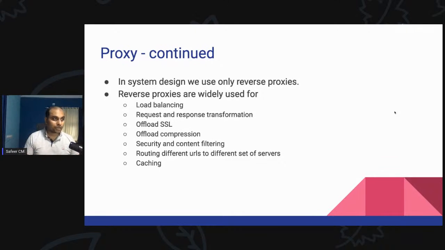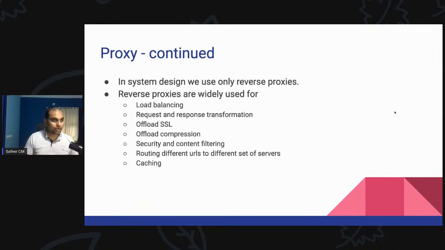Same case with compression. You can zip. Zipping and unzipping is a CPU intensive process, which could be done by a different server, a proxy sitting in front of the application server. Then security and content filtering. Let's say certain patterns of searches or certain patterns of attacks. There are modules that you can install along with the reverse proxy that can look at suspicious patterns and filter those requests before they reach your application servers.